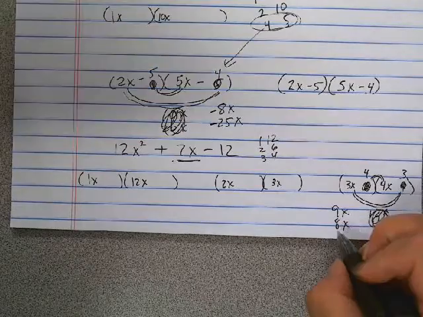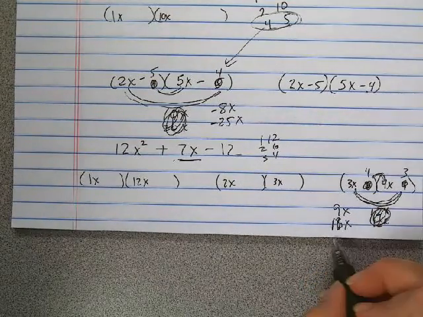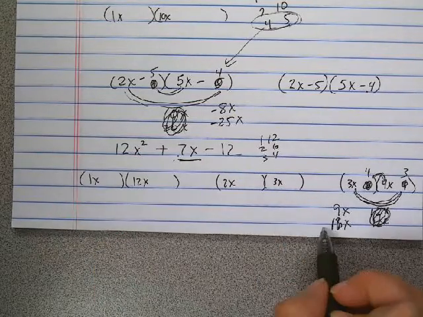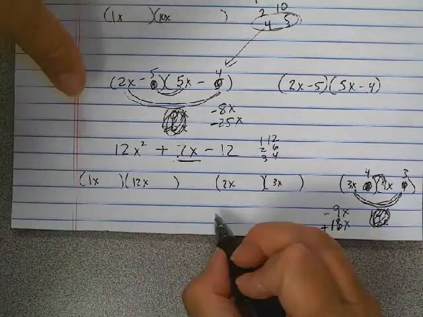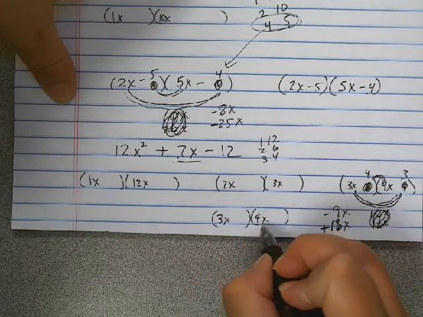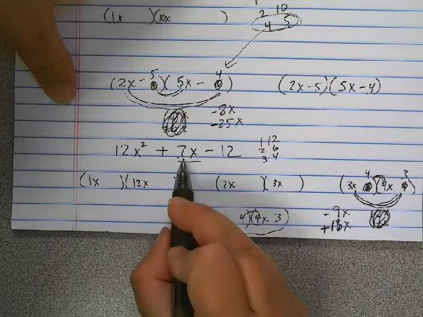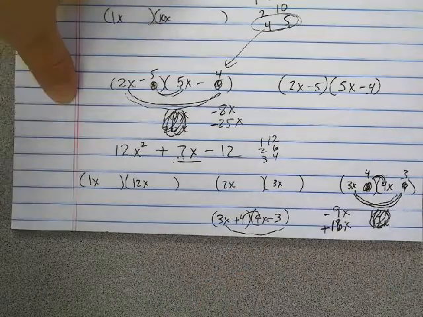Sorry, this would be 16x, right? 9x and 16x. And 9x and 16x would give me 7 if this was positive and this was negative. So my factored form is going to be 3x and 4x, and a 4 here and a 3 here, because that would be 9 and 16, which would give me 7. And the 16 has to be positive, and now 9 has to be negative.